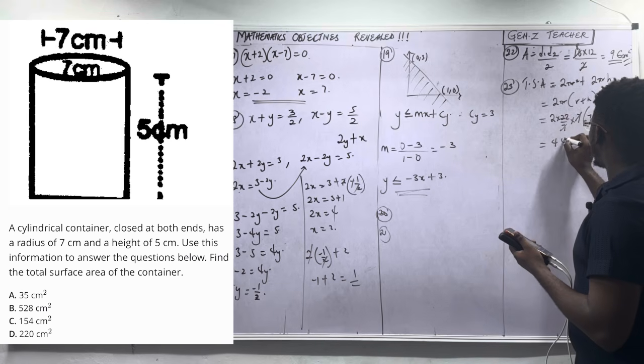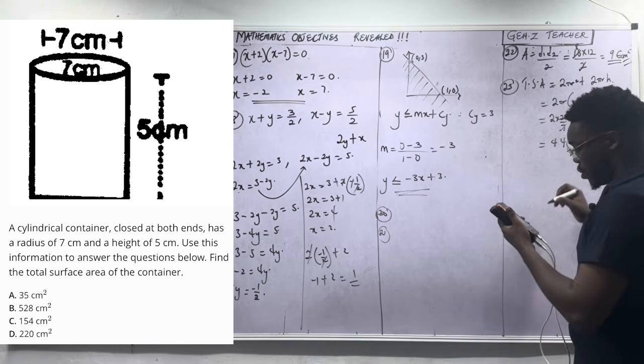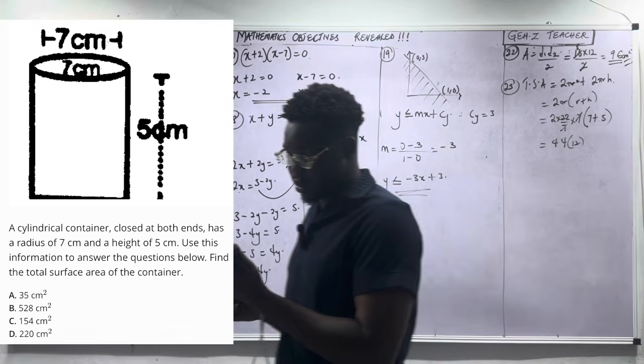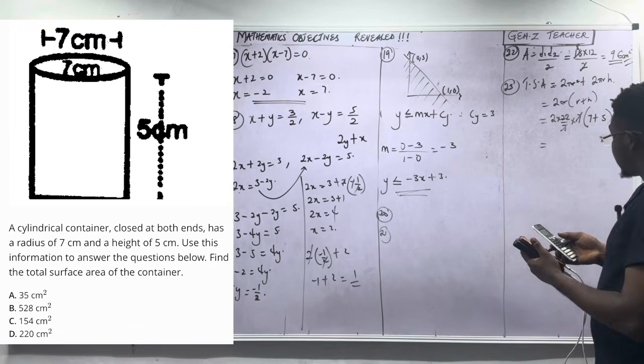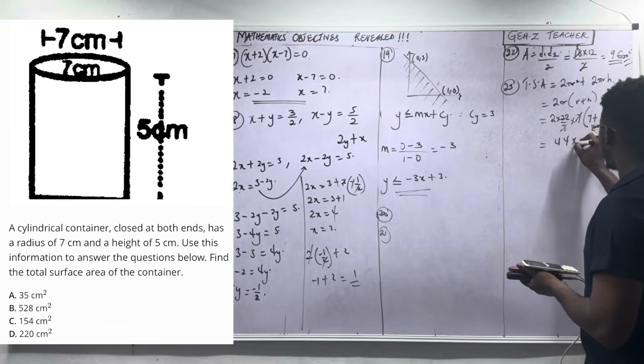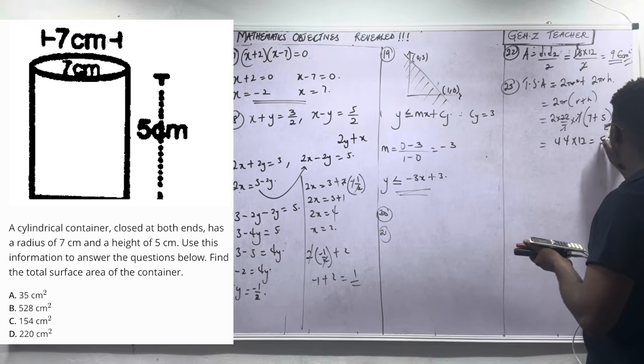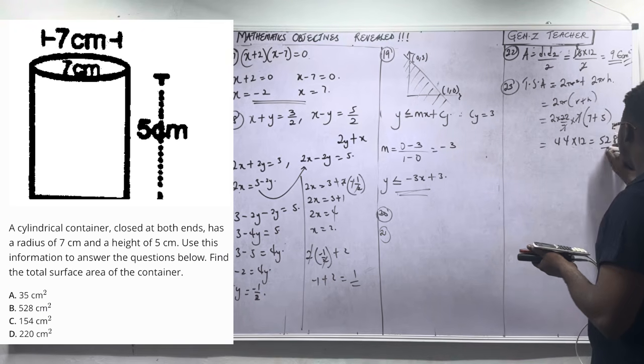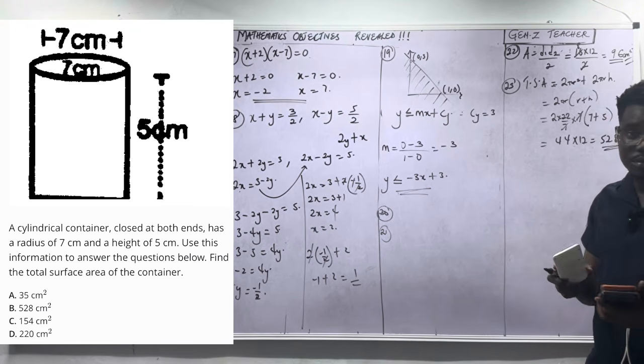We have 44 into 12. What's 44 times 12? Let's see. 44 times 12 should give you 528 as the total surface area.